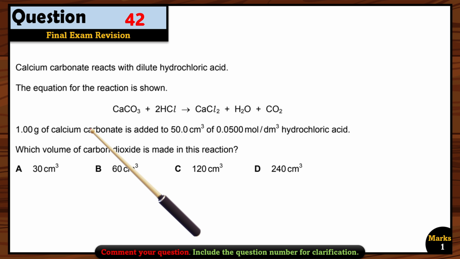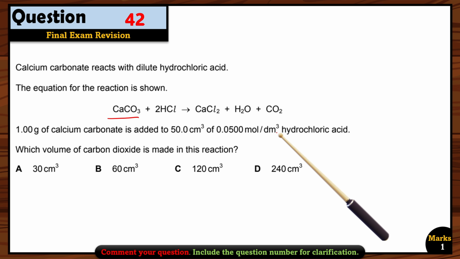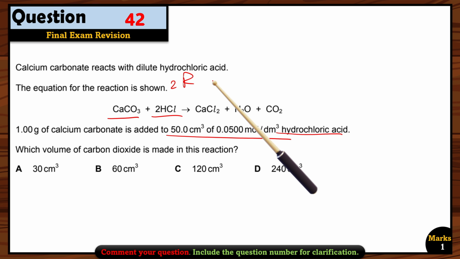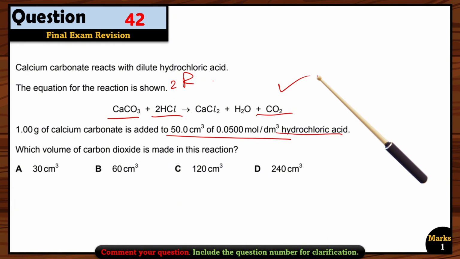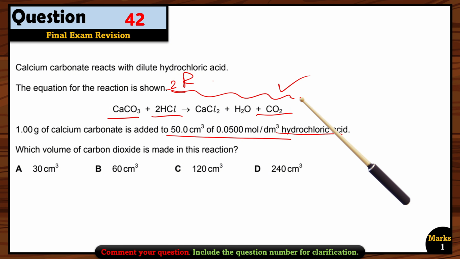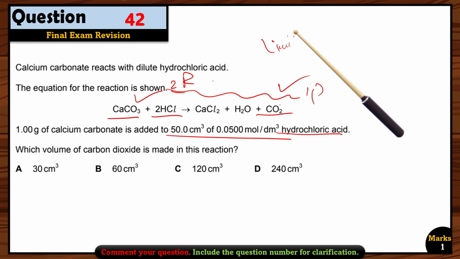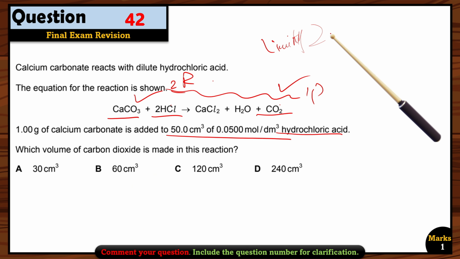So first of all, 1 gram of calcium carbonate. It means the information is given about calcium carbonate. Then hydrochloric acid information is given, HCl. Again, you have been given the 2 reactants' information, right? And which volume of carbon dioxide, you have to find the product answer. So it means you have been given 3 compounds' information, and 2 of them are reactants and 1 is a product, right? So now in this question, you also have to find the limiting reactant.